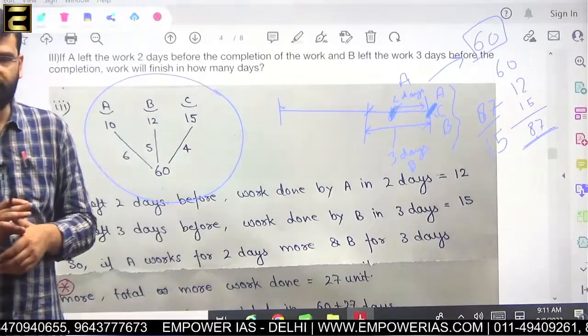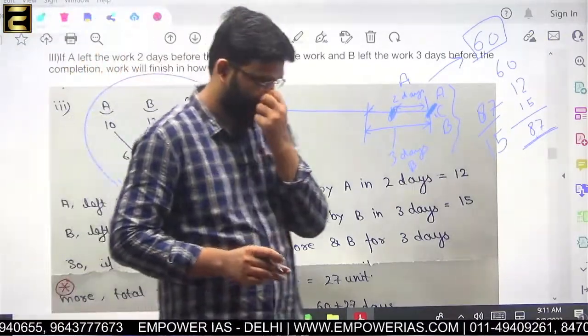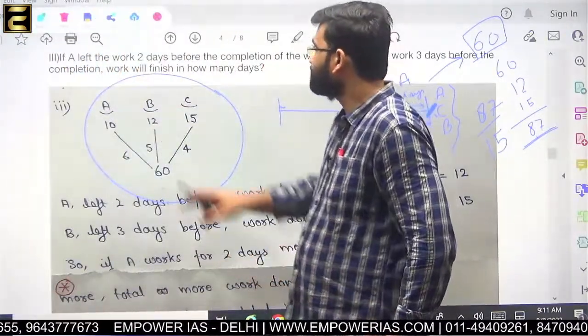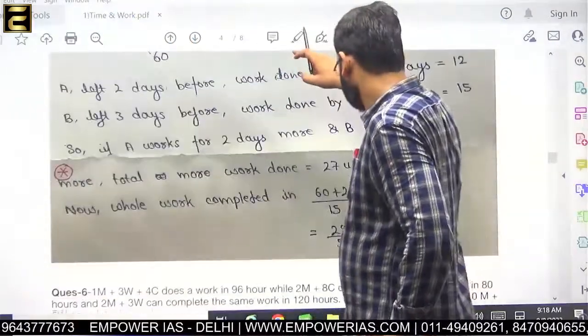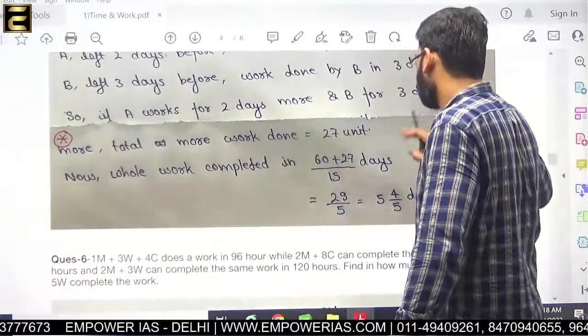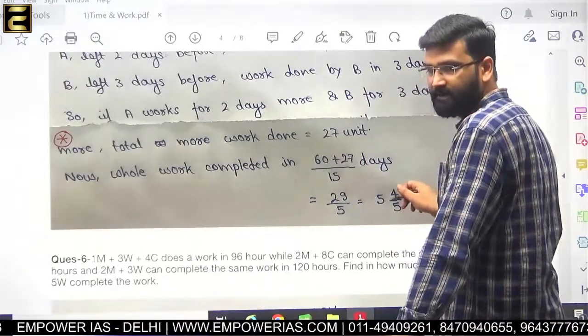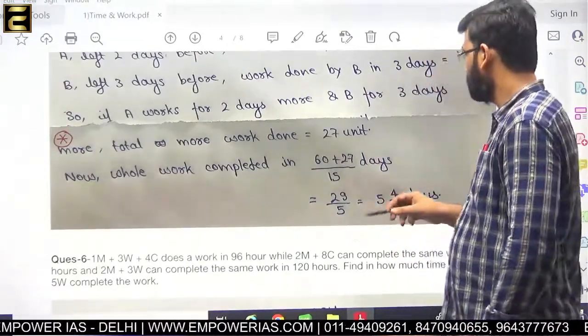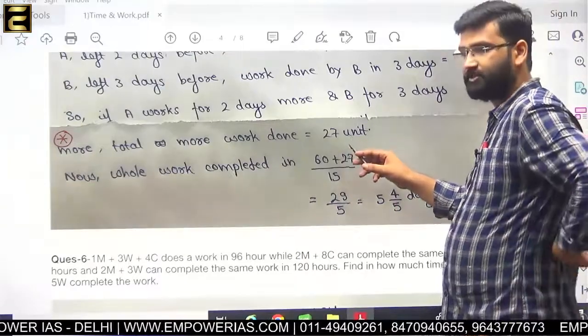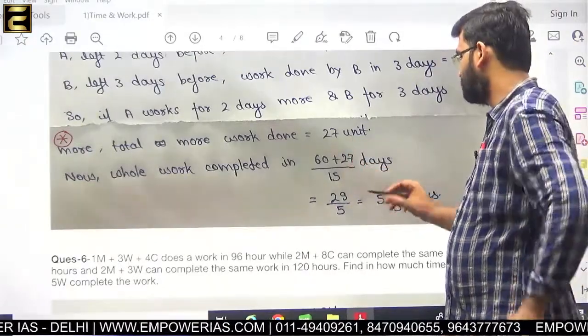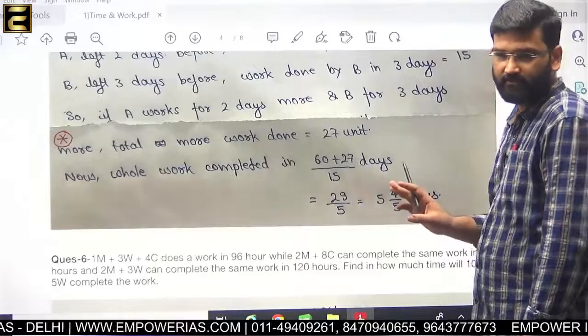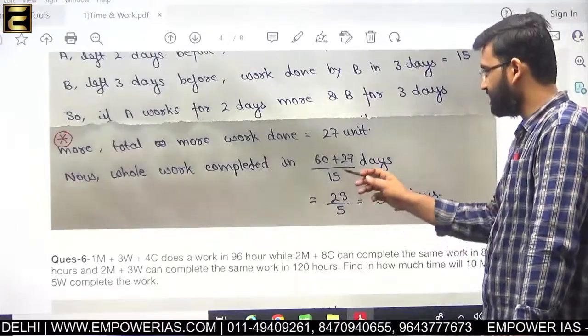Shall we proceed to the next question? Okay. See, 87 upon 15, you will solve it, you will get 5 whole 4 by 5. Total 27 units extra is added to 60, so it becomes 87 divided by 15 combined efficiency.